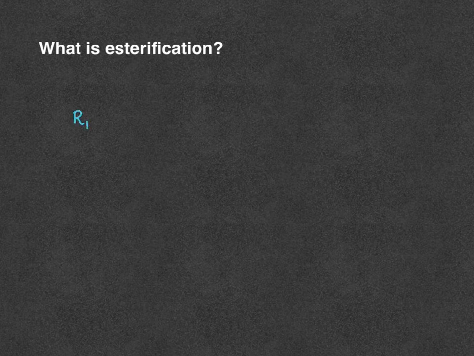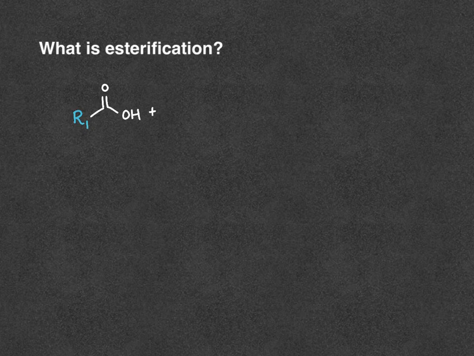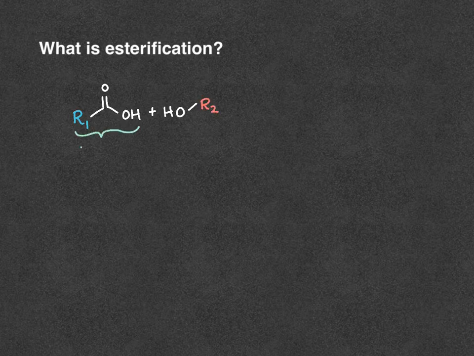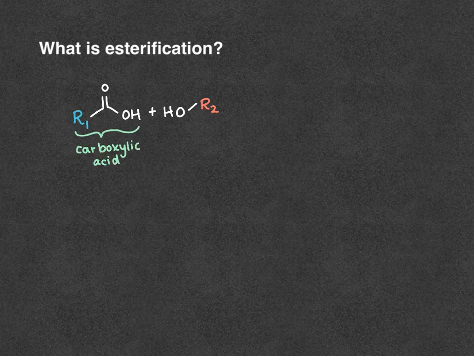I'm going to represent this as R1, and then my carboxyl group, plus an alcohol. So I'm going to represent my alcohol as R2. I'm going to just write it this way, R2. So on the left, we have a carboxylic acid. And on the right, we have an alcohol.